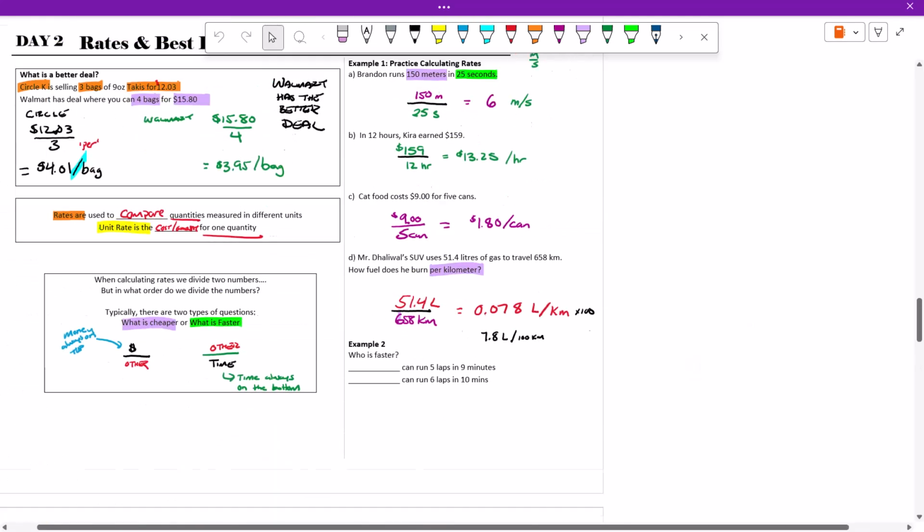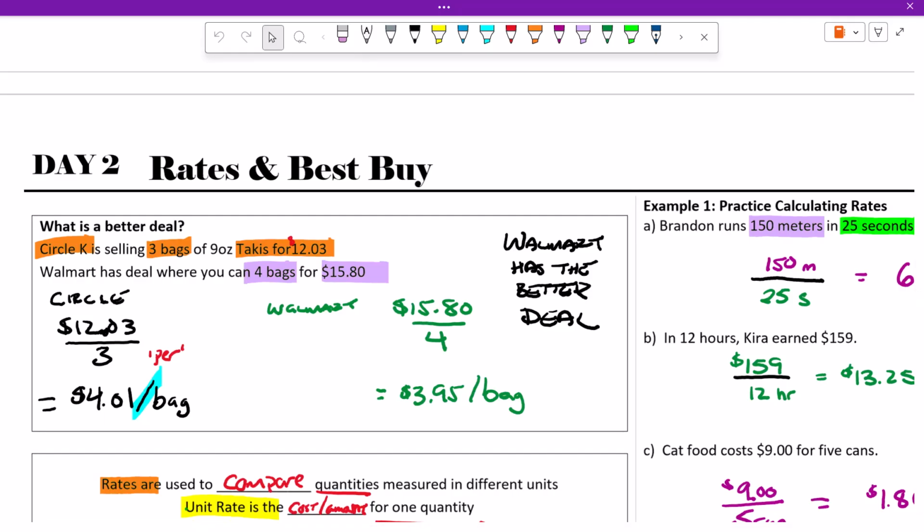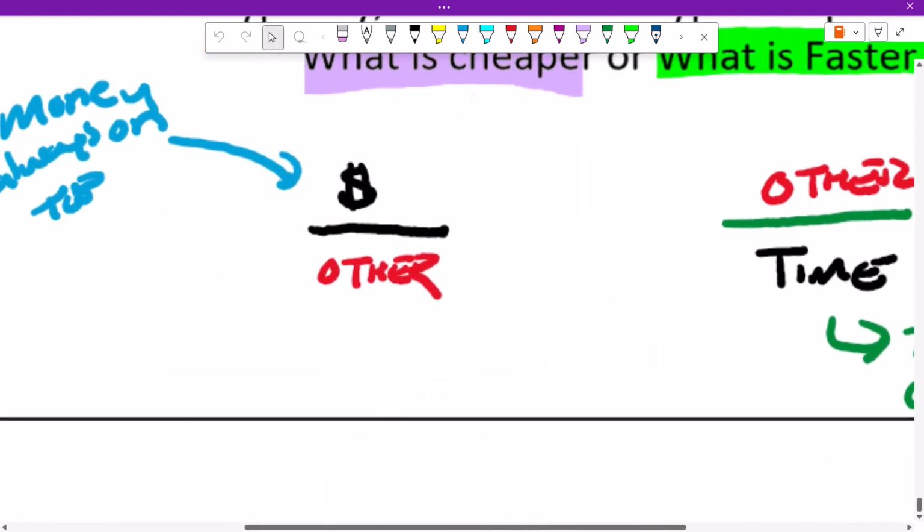All right, so last day we looked at these things called rates and unit rates and best buys. Basically, you're figuring out amount for one. And the way you did that is by dividing two numbers together. So depending on the question, you have two different kinds of numbers. Most of the questions involved money.